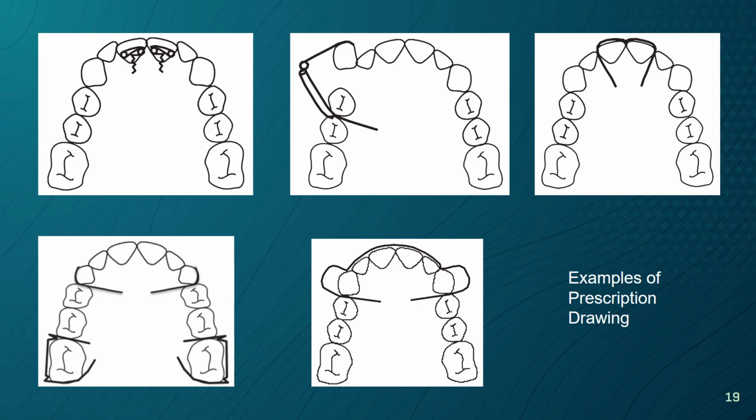Okay, these are examples of prescription drawing. Here in the first diagram, we see a Z spring or so-called double cantilever spring. Now this is a buccal canine retractor. This is a Southend clasp. Now this one is an Adams clasp on the sixes, and there is a C clasp on the canines, and this is a labial bow.